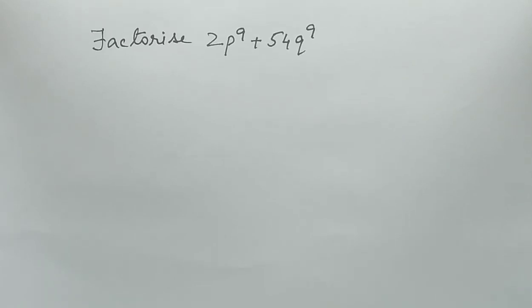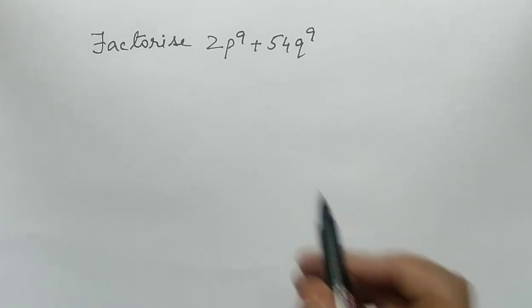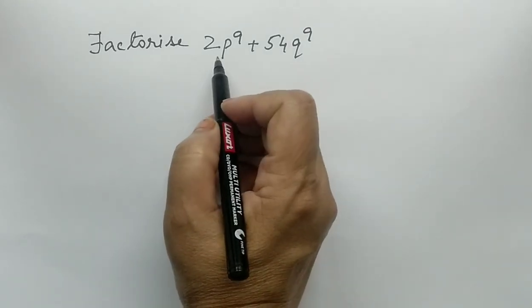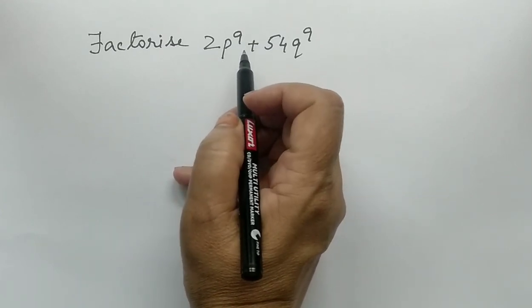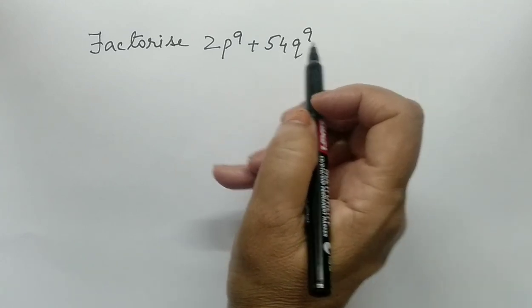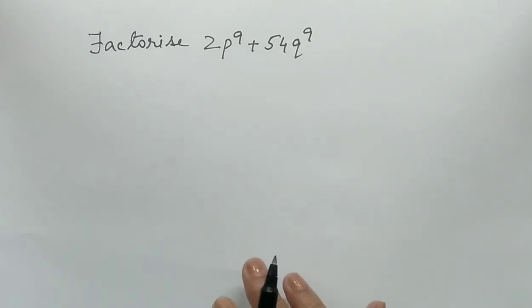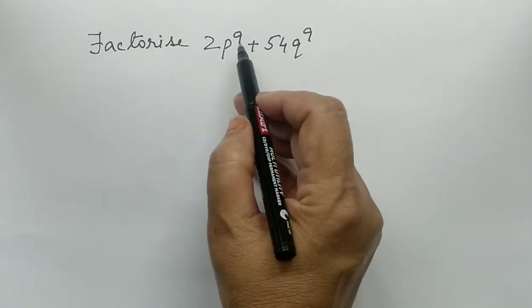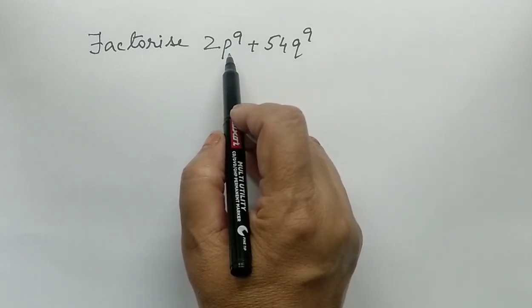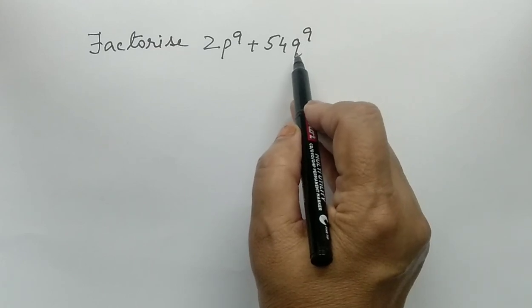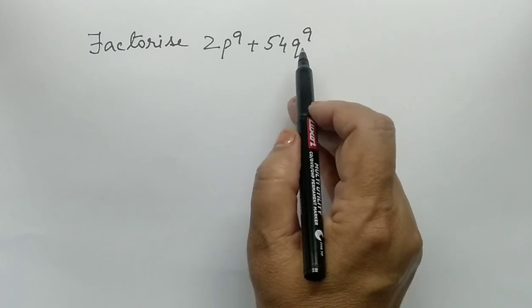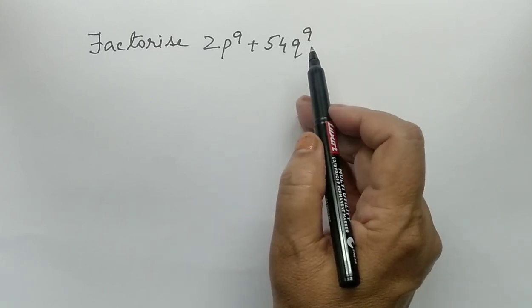So here comes another sum which is quite interesting. We need to factorize 2p to the power 9 plus 54q to the power 9. Alright. So remember, this 9 is clinging to p alone and this 9 is also clinging to q alone, not 54. Alright. So don't get confused.